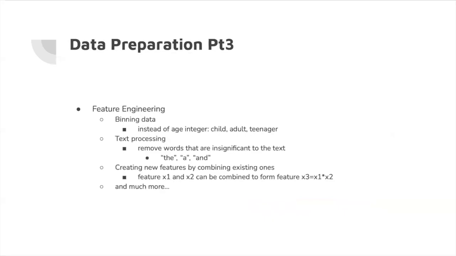Part three, for preparation, is feature engineering. I think binning data is a clever way of making your data a little more simple. Instead of using a range of age numbers, you can group them into three values, like child, teenager, adult, something like that. Text processing: when you're working with text, like Twitter data, you remove words that don't have a strong weightage, like the and a. Once you remove those, you're working with the textual data that's more significant for sentiment. There are some libraries that exist which you can use.